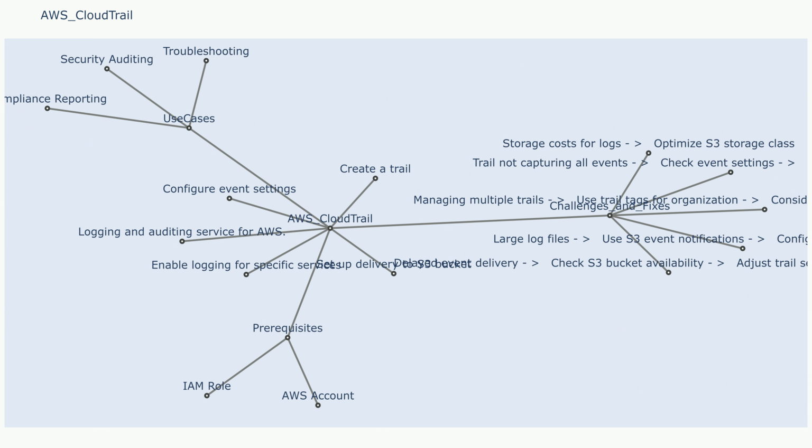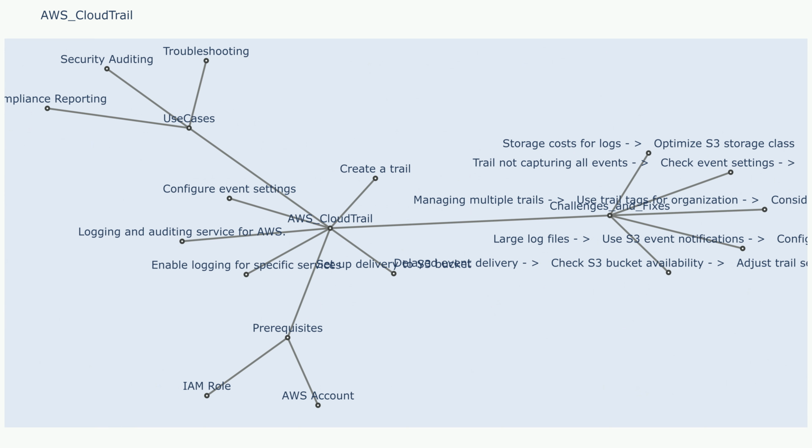Trail not capturing all events. If your CloudTrail trail is not capturing all events, there are a few things you can check. Check event settings. Make sure that your trail is configured to capture the types of events that you are interested in. Ensure service logging is enabled. Ensure that CloudTrail logging is enabled for the services that you want to log events from.